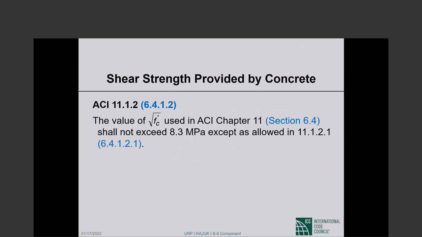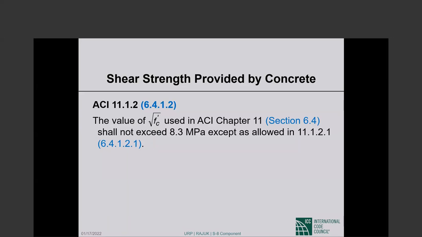Now, something that is basically a twist, if you like. Whenever we talk about V sub C, we typically express it in so many square root of f sub c prime. And that is sometimes true of V sub U also. Let us say shear strength is so many square root of f sub c prime. Square root of f sub c prime shall not exceed 8.3 megapascals, except as allowed in 11.12.1.